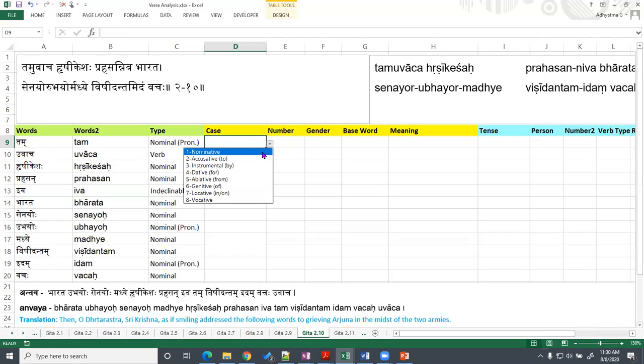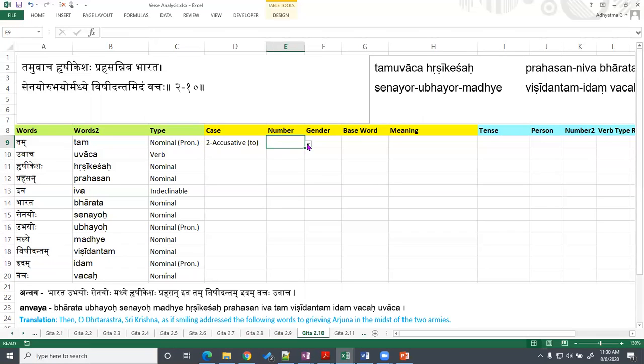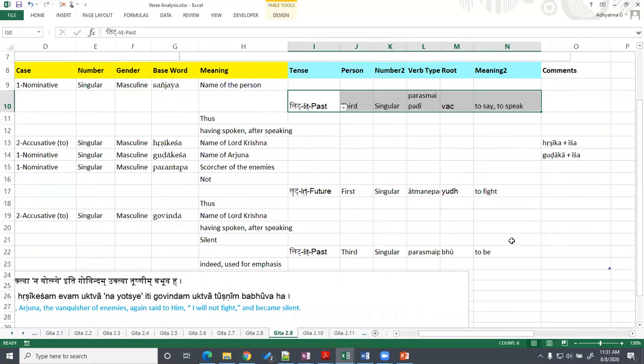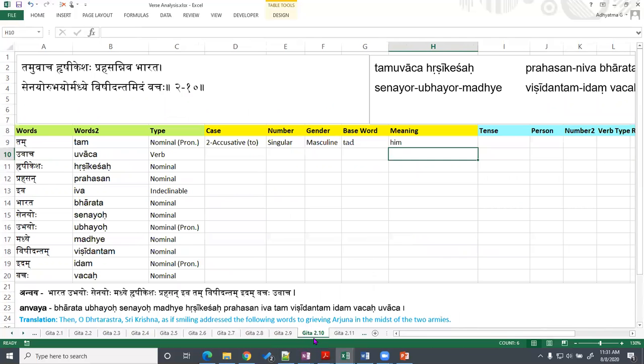Tam is in the accusative case, singular, gender masculine, and the base word is tad, meaning him. Uvacha, you can take from the previous verse.